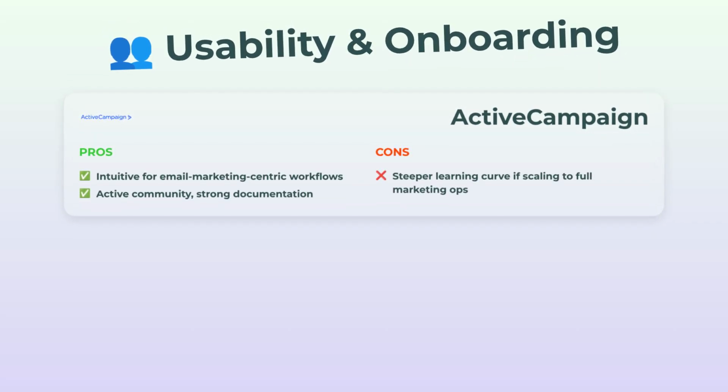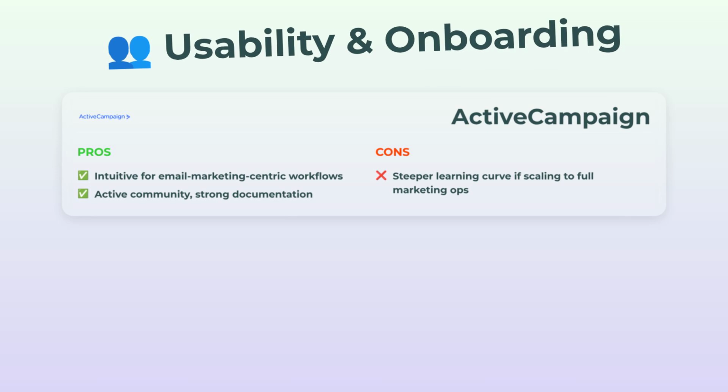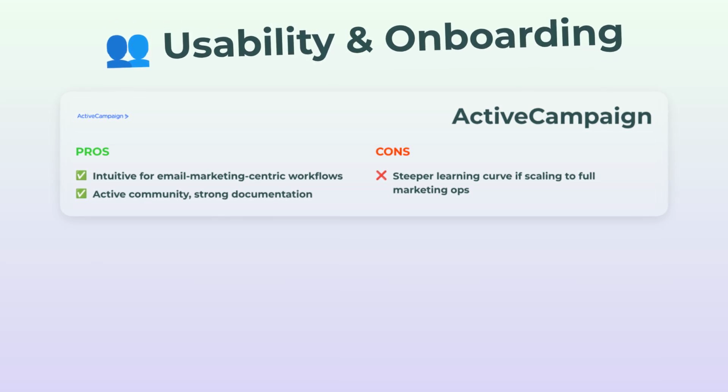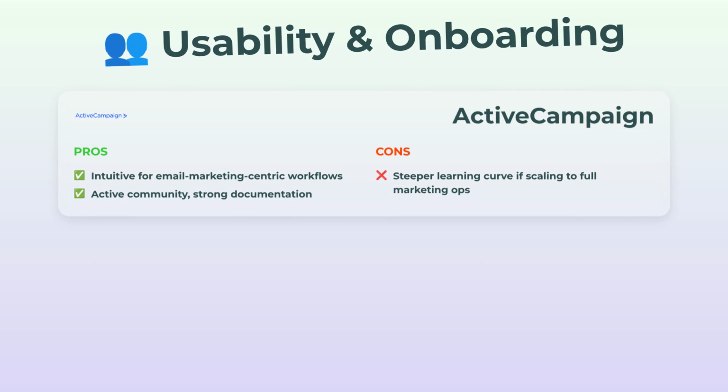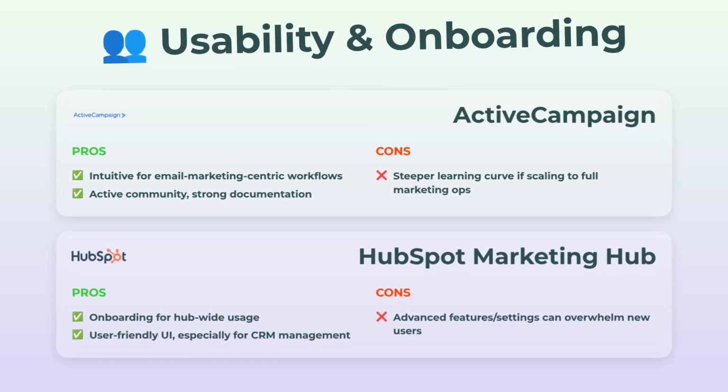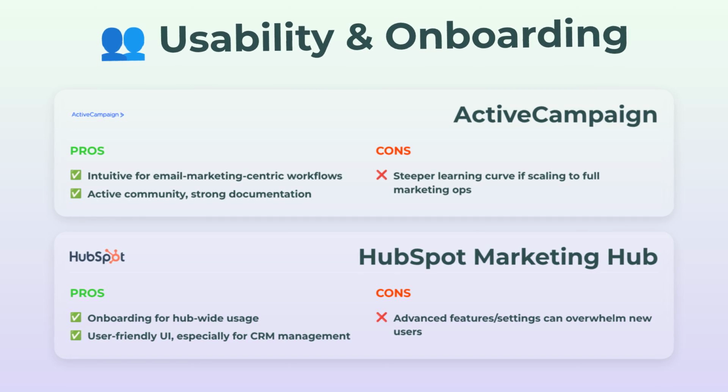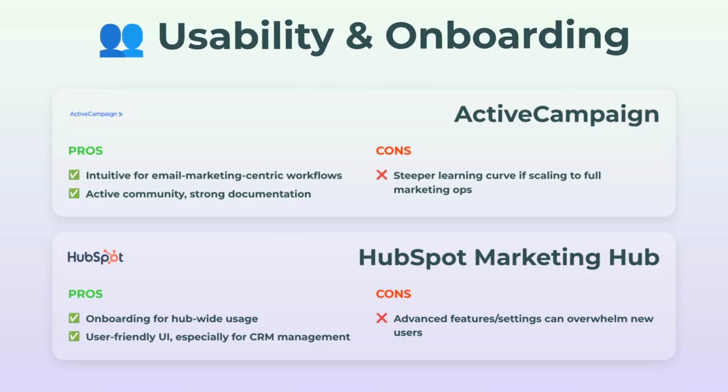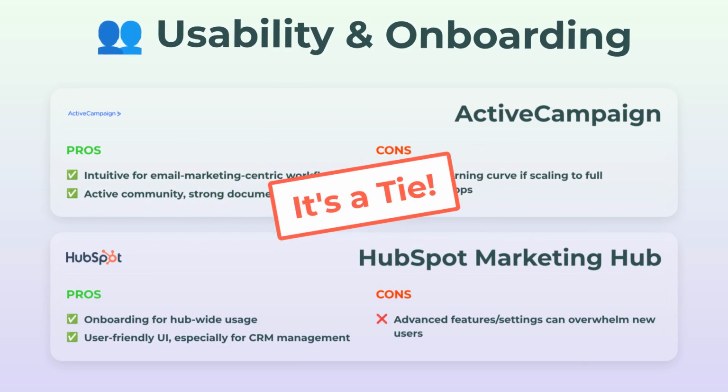Finally, usability and onboarding. Both are pretty user-friendly, no lie. ActiveCampaign is super intuitive if you're sticking to email marketing stuff, and their documentation and community is honestly helpful. Steep learning curve if you want to use every feature, though. HubSpot's onboarding is smooth, especially for their full hub, and the UI is great for CRM users. But again, the deeper you go, the more overwhelming it gets. So honestly, it's a tie for this round.